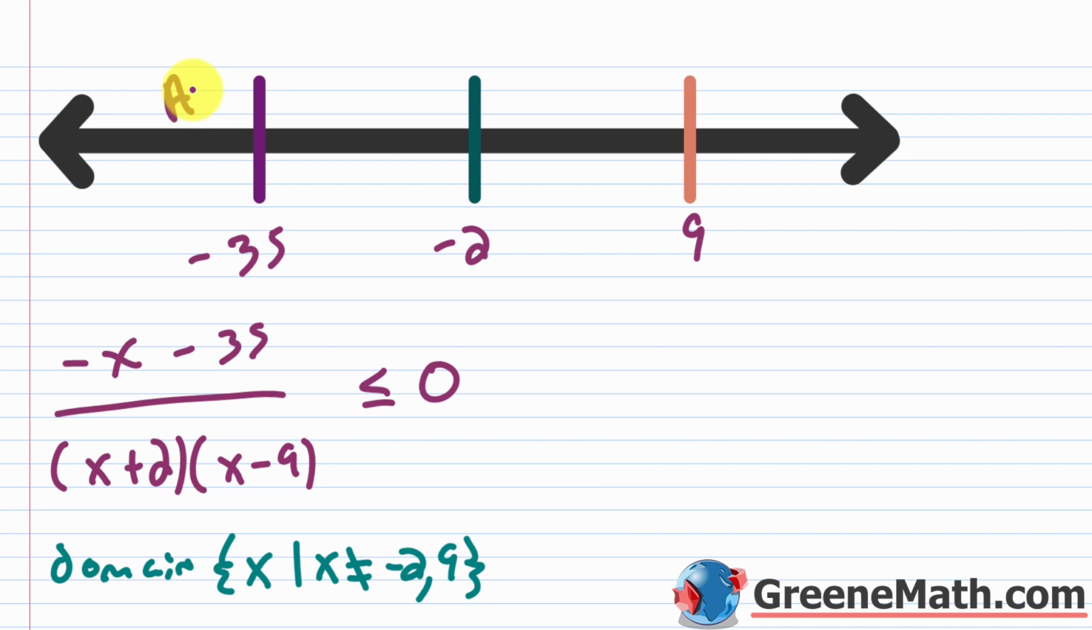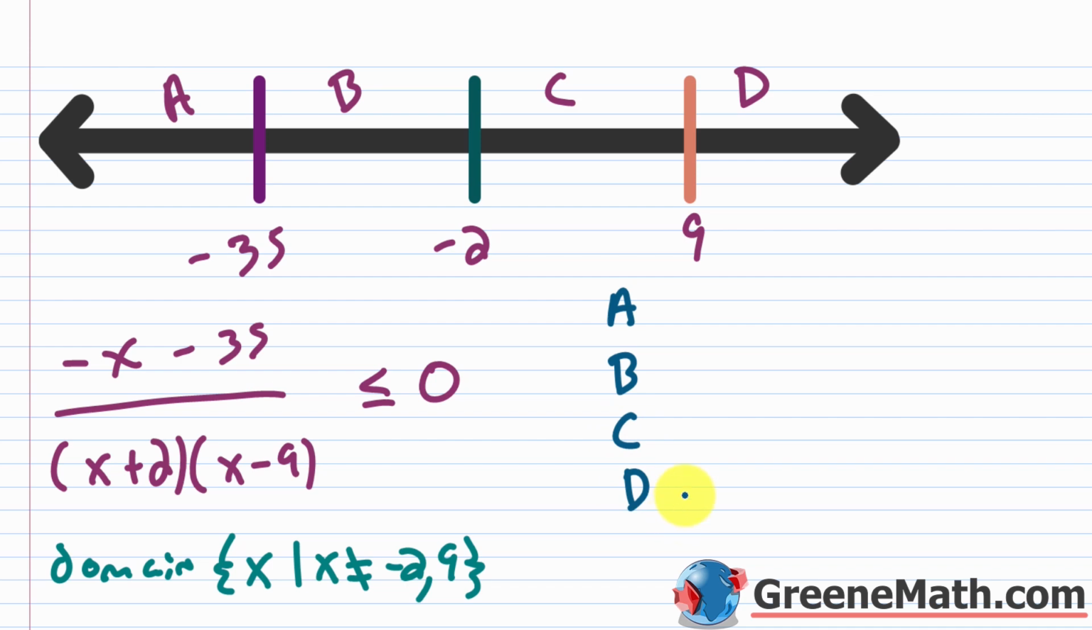So this is A, anything less than negative 35. This is B, between negative 35 and negative 2. This is C, between negative 2 and 9. And this is D, which is greater than 9. So what I'll say here is that we have A, B, C, and D. Okay, let's test something in A.